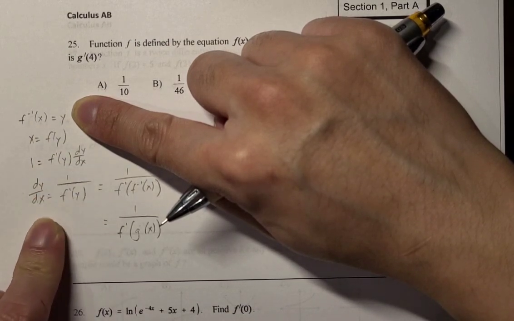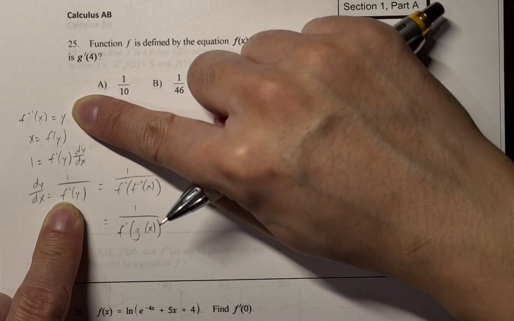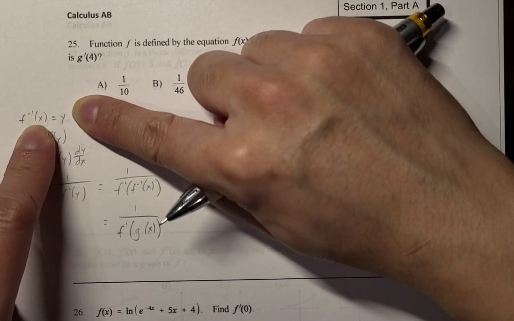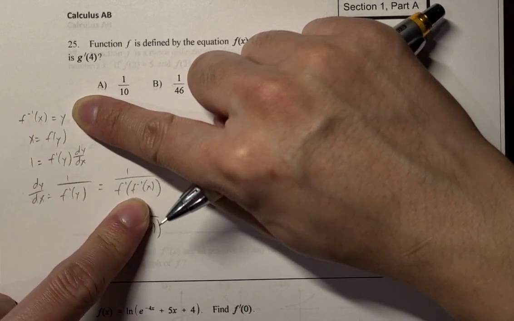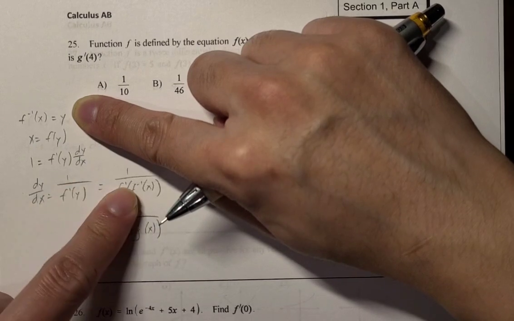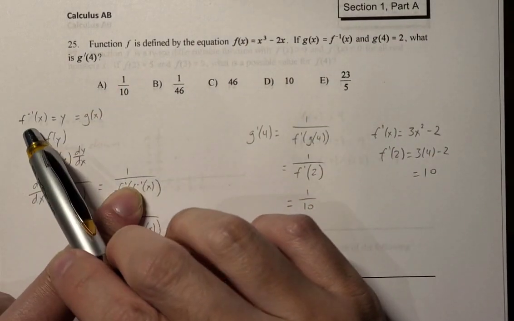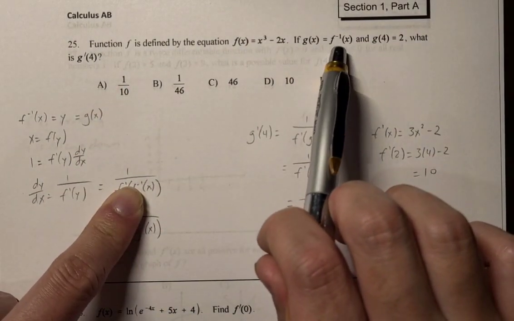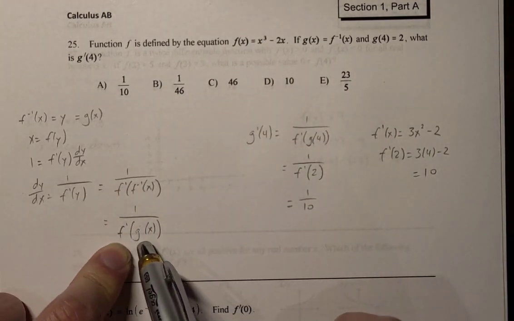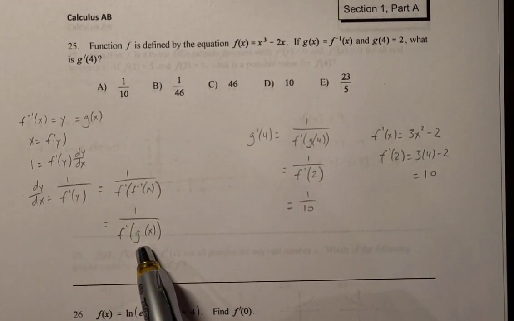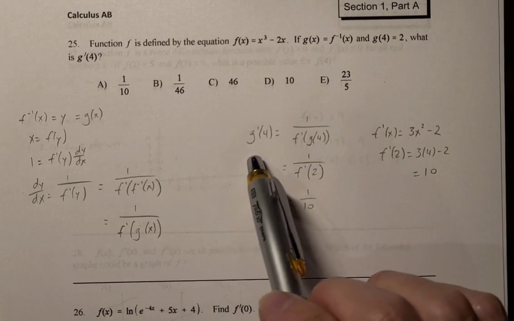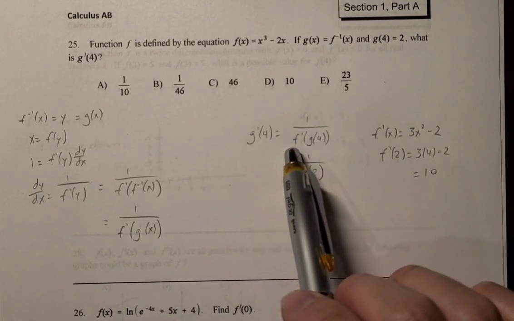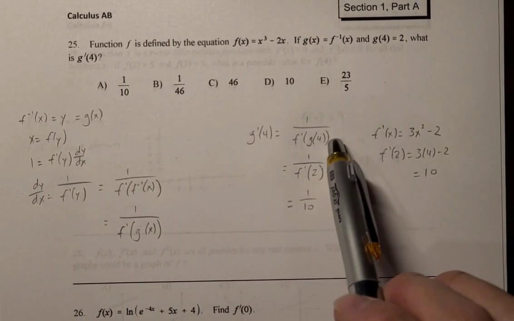And let's solve for dy/dx. dy/dx is 1 over f prime of y, but y is f inverse. So it's f prime of f inverse of x on the bottom. Okay, and then remember, g is f inverse. So I could actually write this as f prime of g of x. So g prime of 4 would be 1 over f prime of g of 4 by my derivation.